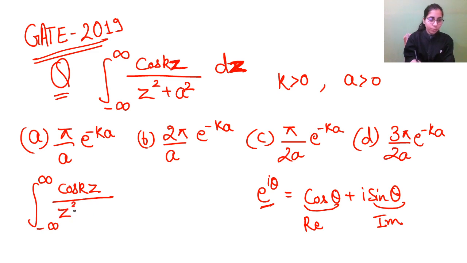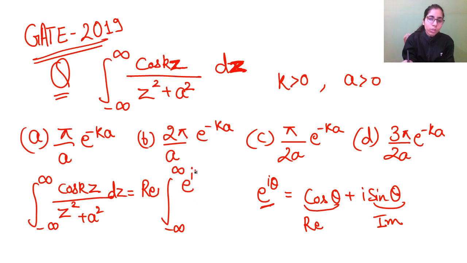Very good, Santosh. So what we do, we write it like this: real part of integration from minus infinity to plus infinity e to the power iota kz upon z square plus a square. Why do we do it in this way, guys? Because if you do not convert it in this manner, you may still get the answer, but that can be a lengthy calculation. There can be complicated things during the calculation. So to make the thing simple and easy, we write it in this way.